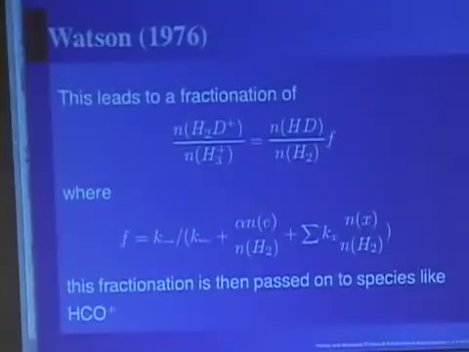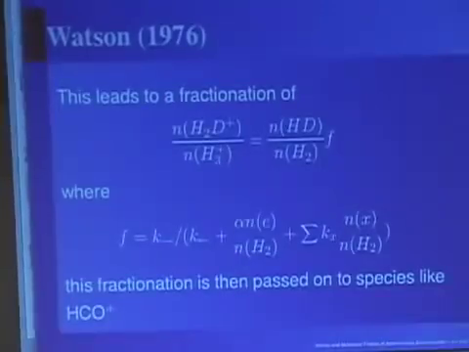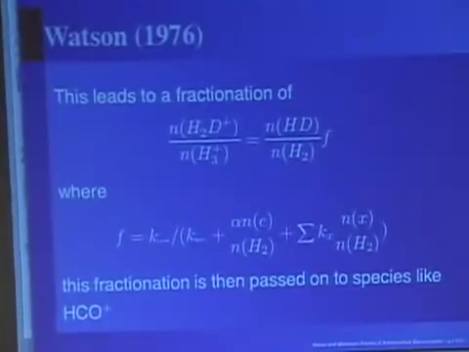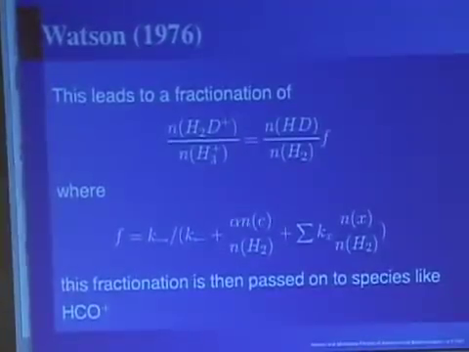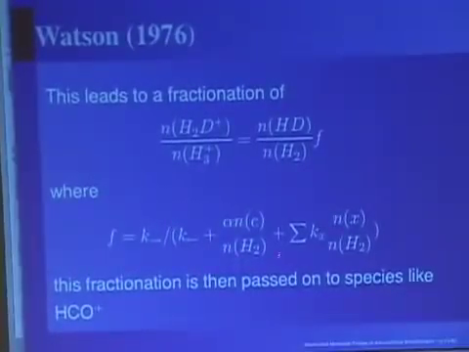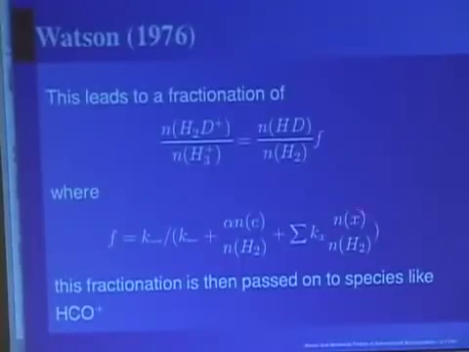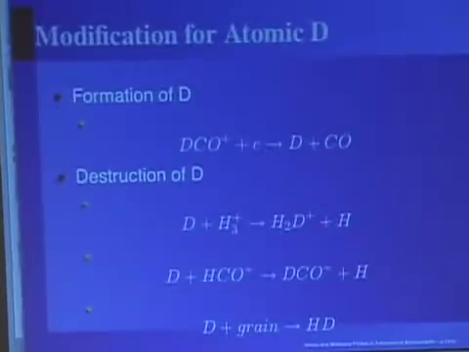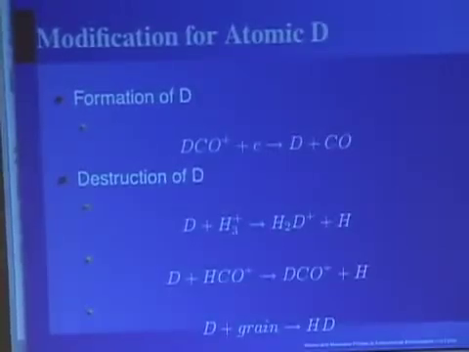If you just work it out without the atomic deuterium, you get something that looks like this. Basically, it's just all the ways of making H2D+, which is that reaction listed just before, and there's the forward rate for that reaction. There's the backward rate for that reaction, and here's the other things that can destroy H2D+, either reacting with a neutral or dissociative recombination. And we took that and modified it by adding in additional processes that have to do with atomic deuterium.